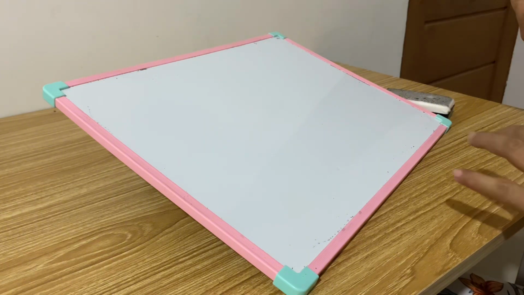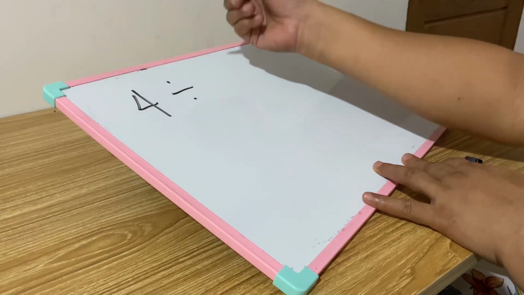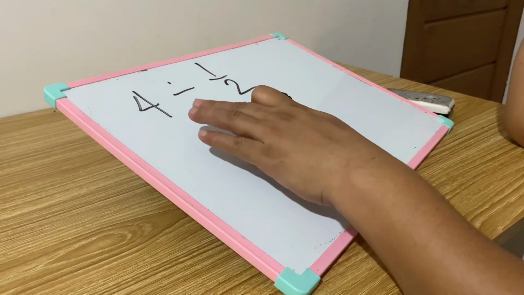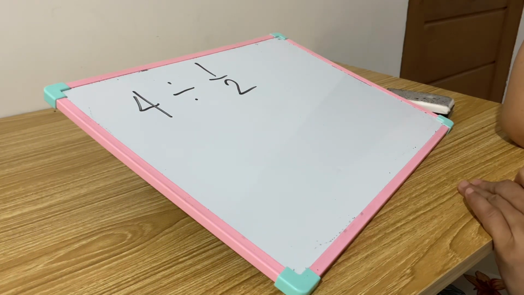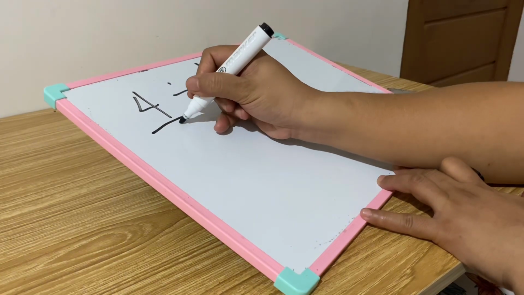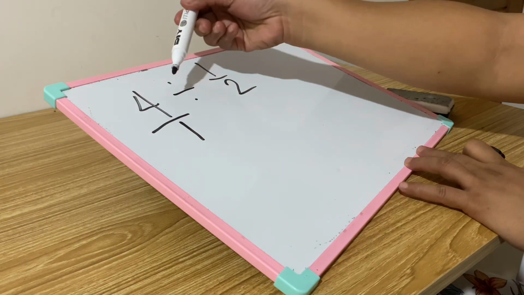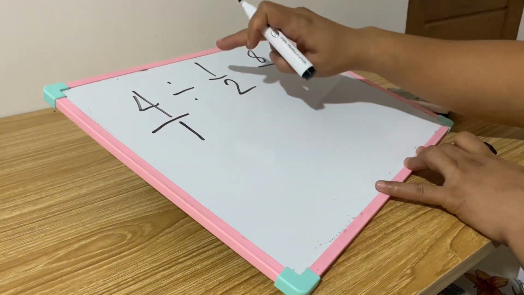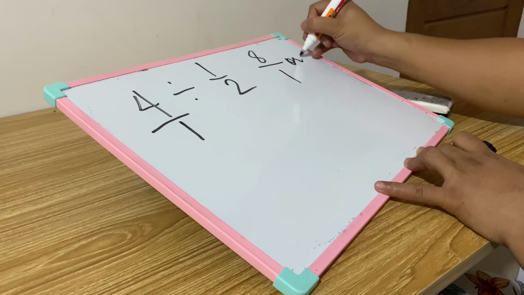What if we are dividing a whole number, let's say 4 divided by 1/2. In this case, 4 is a whole number. When we change this into a fraction, a whole number is always over 1. So, let us do cross multiplication. 4 times 2 equals 8. 1 times 1 equals 1. So, if it's 8/1, the answer is 8.